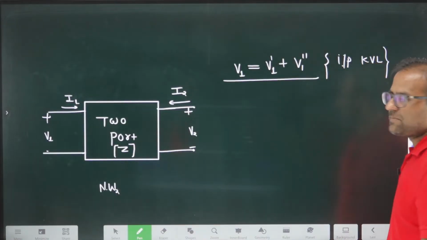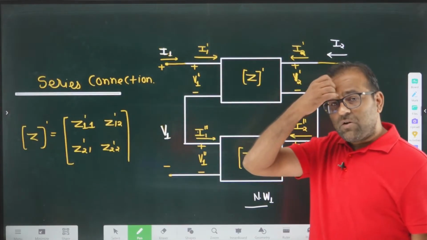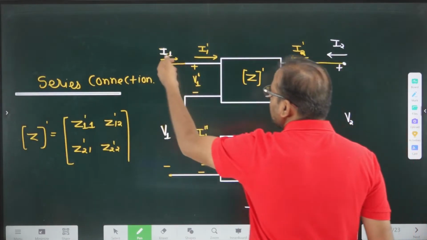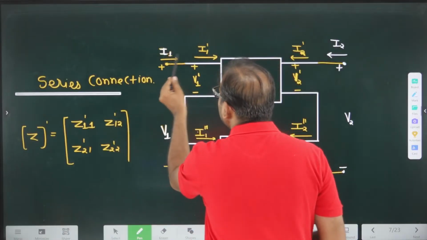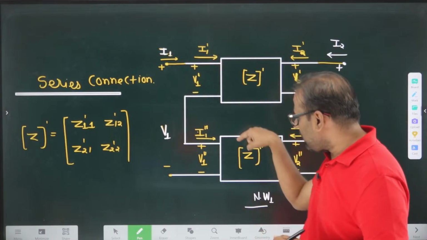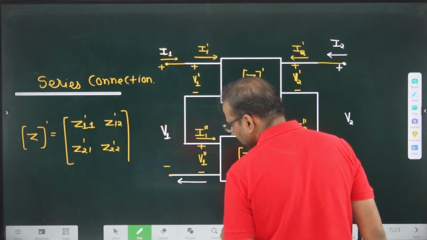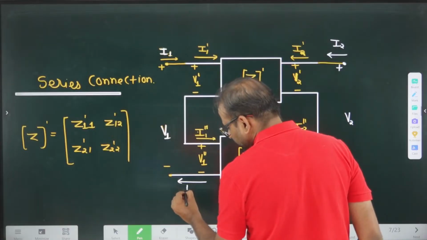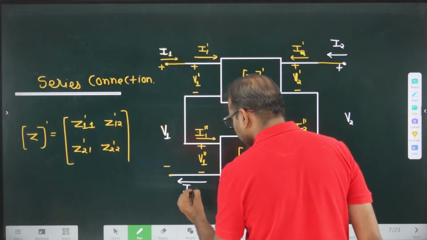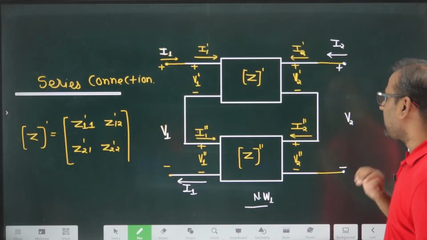Input KVL is responsible for this equation. What next? The next is, what is the current which is going inside the network? So can I say I1 dash and I1 are the same thing? और जितना करंट इस नेटवर्क में जाएगा उतना ही करंट यहां से बाहर आएगा, तो यहां से आने वाला करंट भी कितना होगा? This current is equivalent to I1. Yes or no? So can I say these currents are equal?